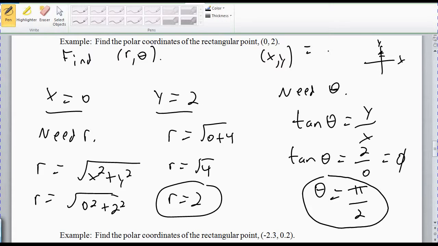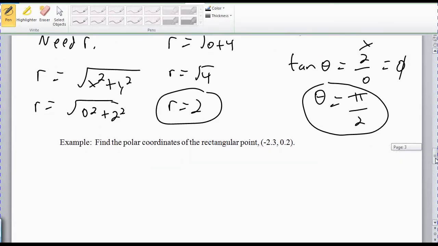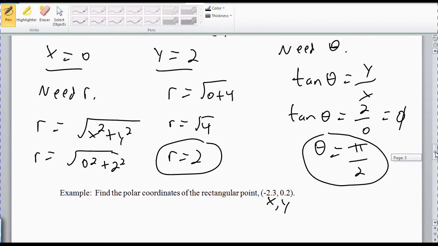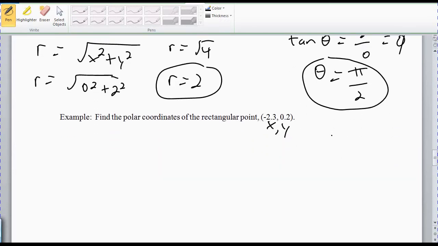So that means that in polar form, it equals 2 comma pi halves. It really isn't that bad, to be honest about it. Now this one, once again, is in x comma y form. This one, it just doesn't look too good. By the way, before I do that one, let's do this one, just to show you something.